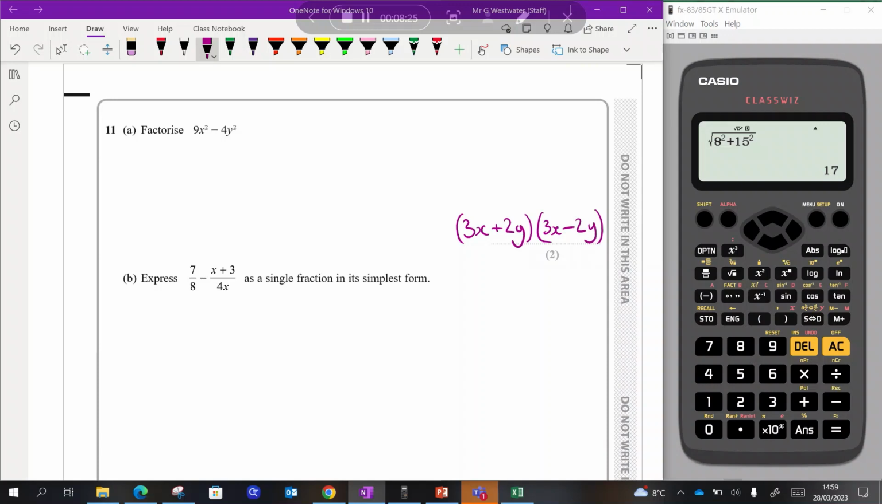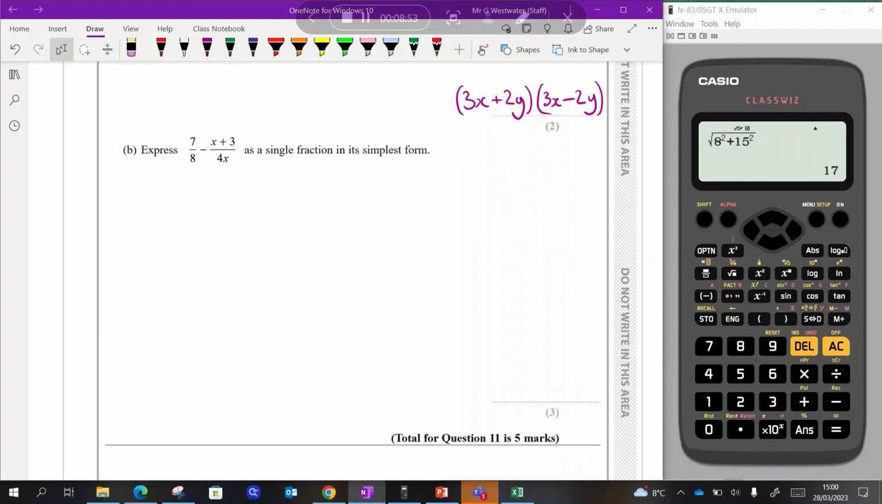Okay, if you aren't 100% sure with these, remember you can always expand these out afterwards. But essentially what we'll get is 3x times 3x, which is 9x squared, 3x times minus 2y, which is minus 6xy, but then we'll get plus 6xy from this expansion, and finally minus, because a plus times a minus, 4 from the 2 times 2, y squared, giving us 9x squared minus 4y squared.